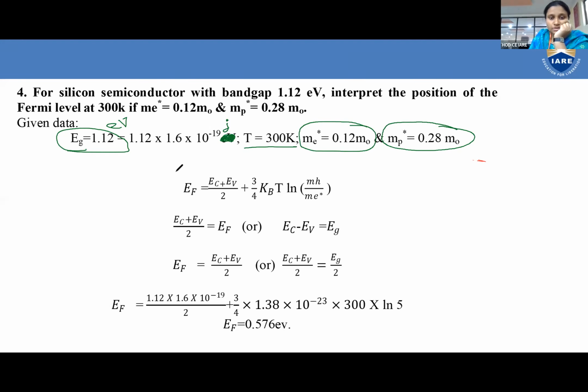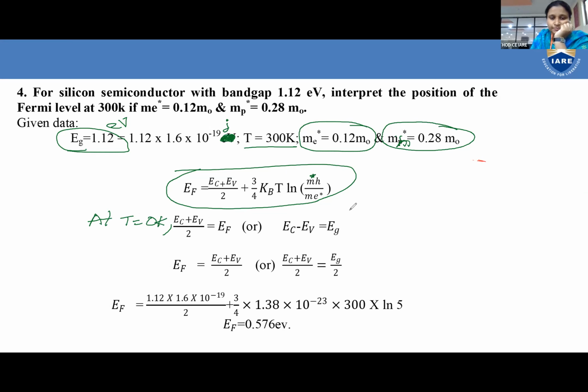We know that this is the formula for the Fermi energy level in an intrinsic semiconductor. This has to be mh star. Somewhere they use mh star, somewhere mp star. Again, we are taking temperature T equal to 0 kelvins. What happens to the Fermi energy level? The second term will become 0, so we'll have EF as EC plus EV by 2.